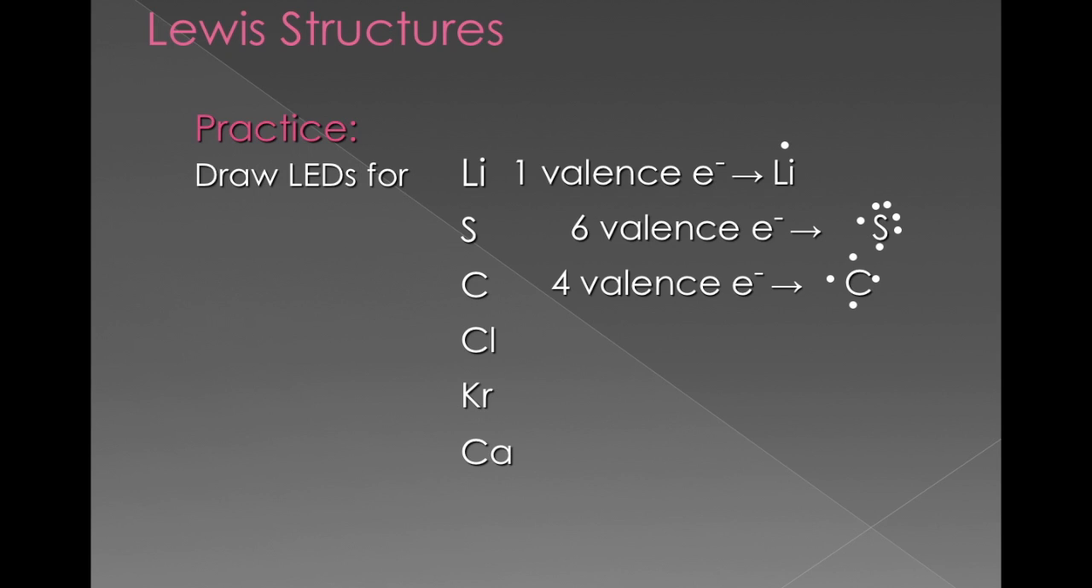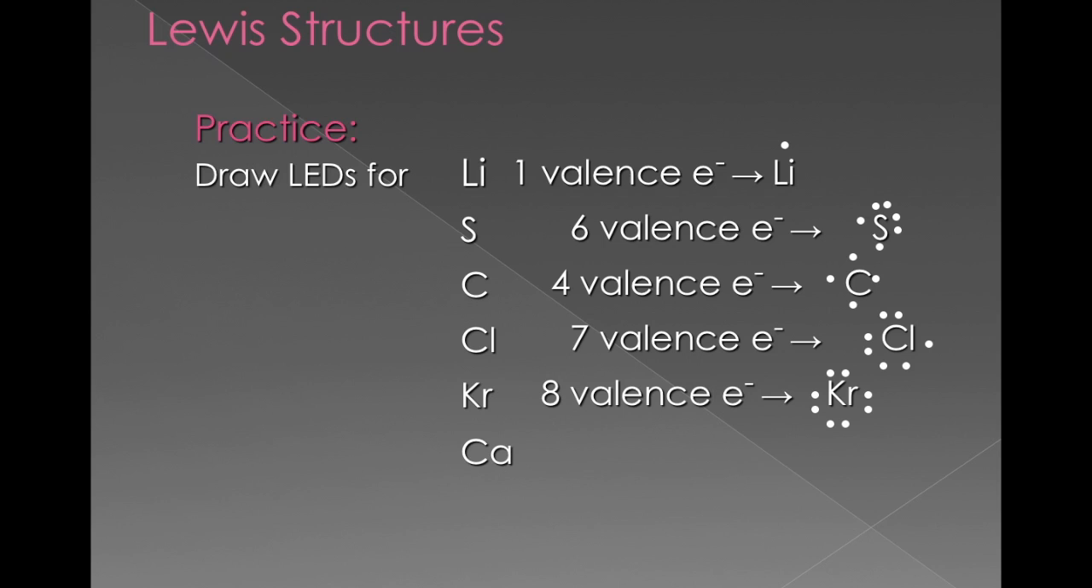Now carbon is in group 4, which means it has 4 valence electrons. We draw 1 on each side. So it's got 4 unpaired electrons and tends to form 4 bonds. Chlorine is in group 7, which means it has 7 valence electrons. So there's just 1 that's unpaired, and chlorine tends to form 1 bond.